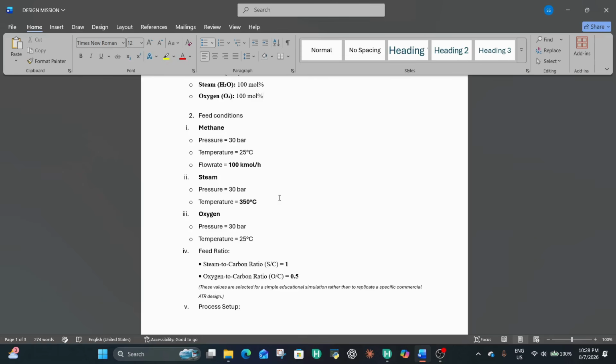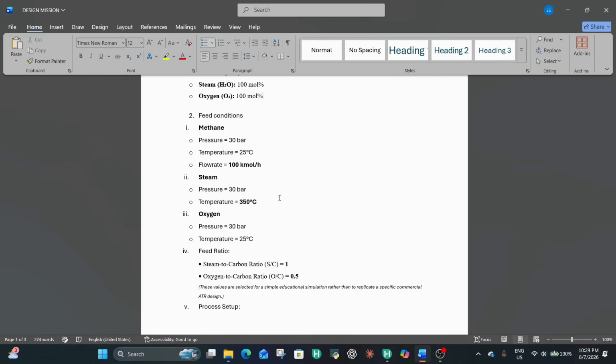Steam to carbon ratio, as we said, the advantage of ATR over SMR is that the steam to carbon ratio is lower. Instead of using a 3:1 ratio, we're using 1:1 in this case. So our carbon is our methane, that's a hydrocarbon, 100 kmol per hour, and a steam to carbon ratio of 1:1 means that for every 1 kilomole per hour of methane, we have 1 kilomole per hour of steam, equal footings. So for our steam, it's also 100 kilomole per hour. That's our flow rate for our steam.